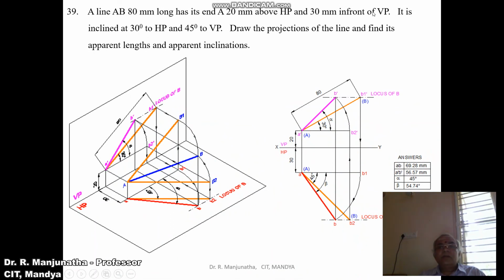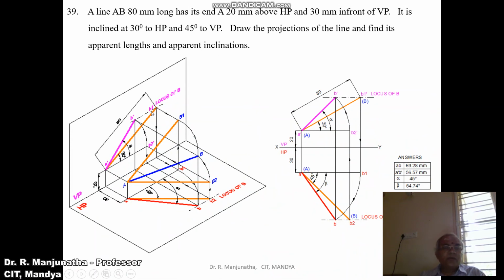So now we have considered the line which is inclined at 30 degrees to HP and 45 degrees to VP. You can see here the line is inclined at 30 degrees to HP, and the line which is inclined at 45 degrees to VP, the true length is 80 mm here, the true length is also 80 mm here. That is the reason why we say capital A, capital B and capital A and capital B. Now we are going to get the locus here and we are also getting the locus here. Now, draw the projections of the line and find its apparent length and apparent inclination.